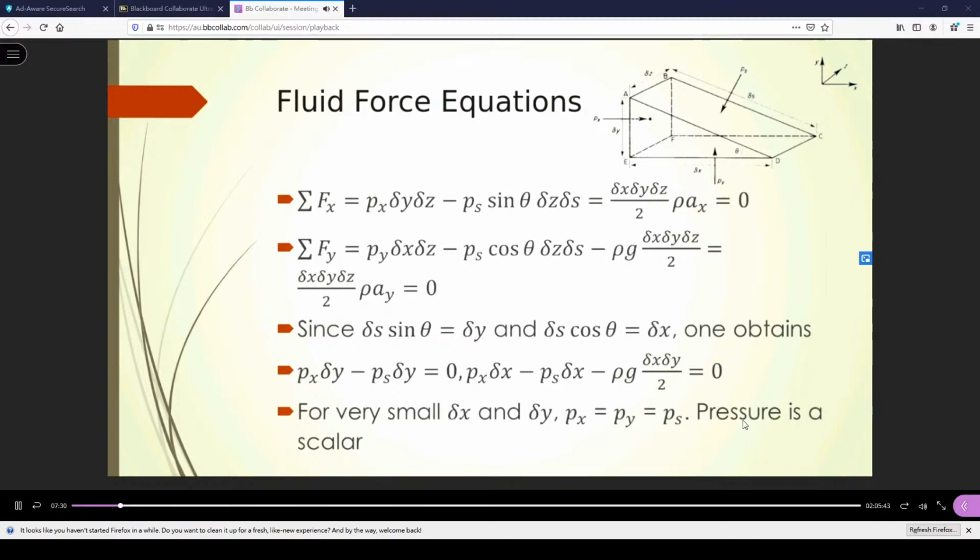Now pressure has to be acting downward, or acting on the plane, holding the fluid. So the pressure is always pointing towards ABCD. If you look at the pressure on this plane, it's always pointing towards the plane.